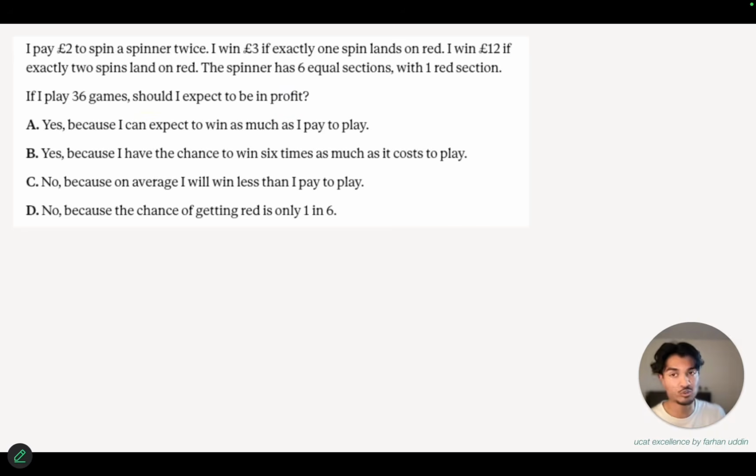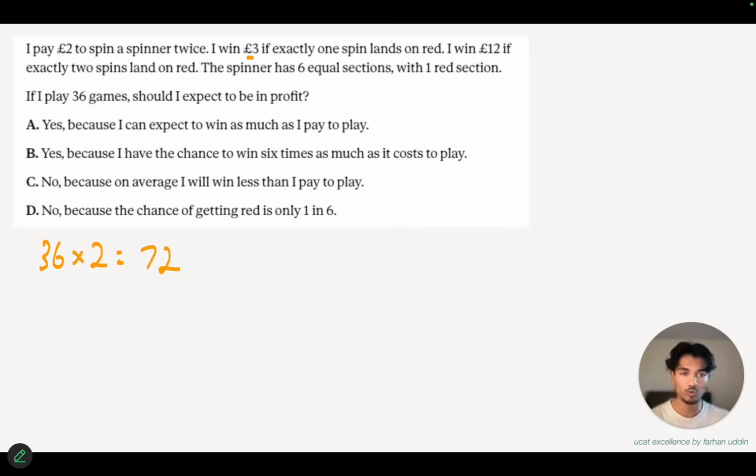So how much do we lose? Well, there's only one payment per game. So it's £2 per game that you play. So 36 times 2 gives you 72. You've lost £72 to play these 36 games. Now the question is, well, how much do we win? So here's what we can see. I win £3 if exactly one spin lands on red.